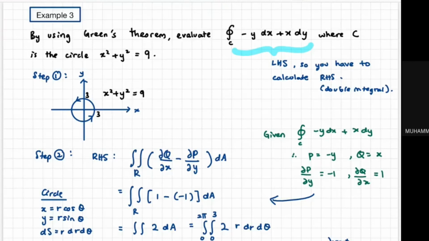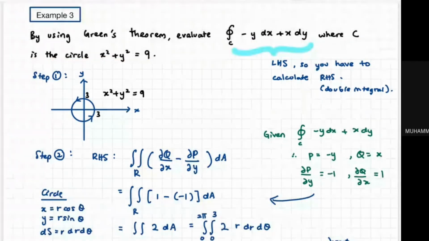By using Green's theorem, evaluate the integral of negative y dx plus x dy, where C is the circle x squared plus y squared is equal to 9.